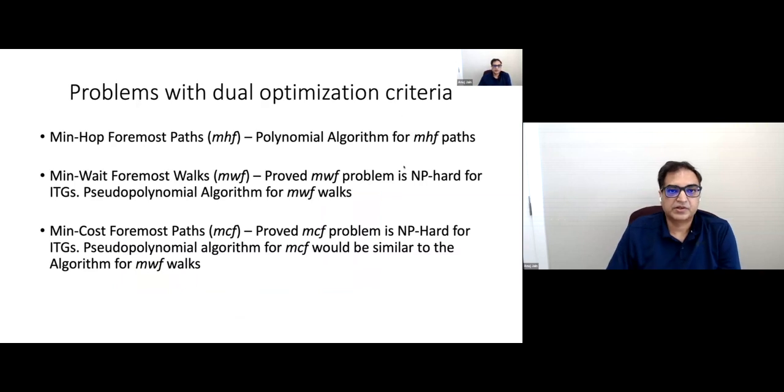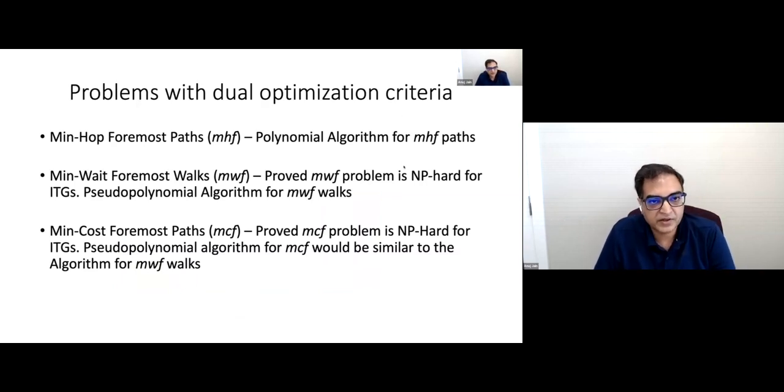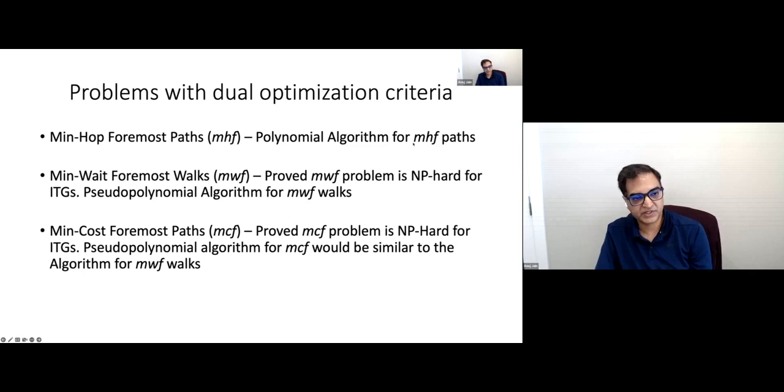Okay. So after that, we considered some problems with dual optimization criteria, such that now we have a primary criteria and a secondary criteria. So in these problems, the primary criteria is the foremost paths, and then the secondary is the MHF. So secondary is the number of hops. So we want to find all the foremost paths, but not all of them. We just want to find the foremost path that reaches there in the minimum number of hops. And then similarly, we develop a polynomial time algorithm for the MHF paths.